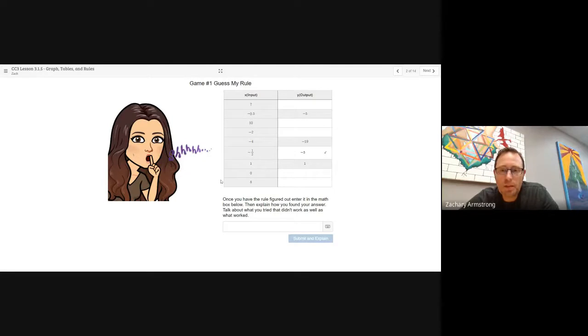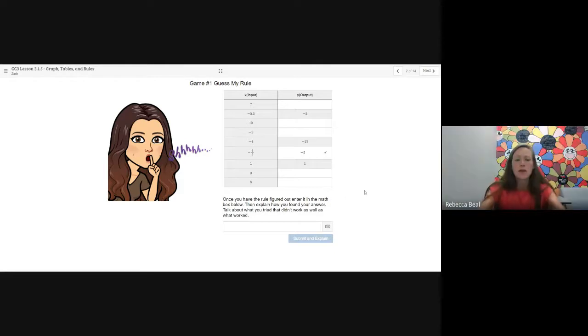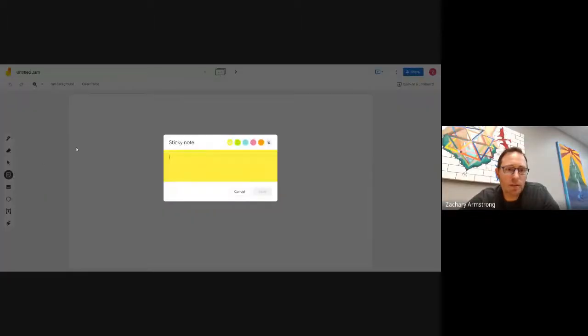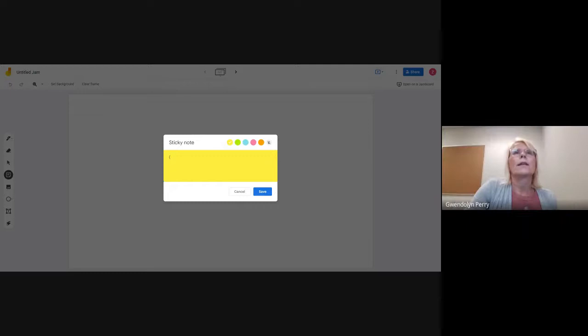Do we think that this is a line? Yeah, like a linear equation. We've been doing that a lot in class. So, because I'm on the Jamboard, can someone read the points that we have and I'll write them down? Sure. We have negative 0.5 and negative 5 as one point. We have negative 4 and negative 19 as another point. And we have 1 and 1 as a third point.